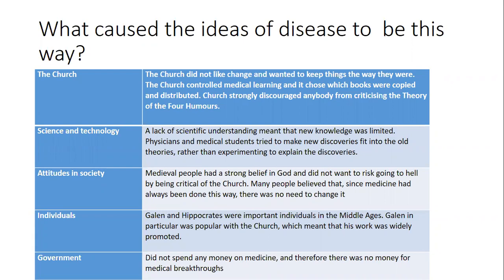So the first thing we've got to understand is that one of the biggest reasons why these ideas were the way they were was because of the church. The church didn't want change. We lived in a very conservative society where people accepted what they were told because it was all they knew. The church strongly discouraged anyone from criticising the four humours.